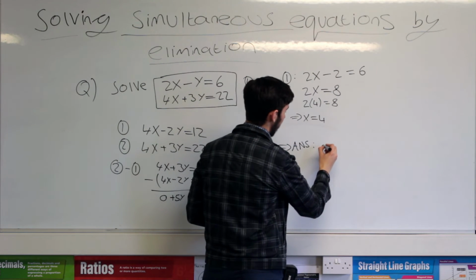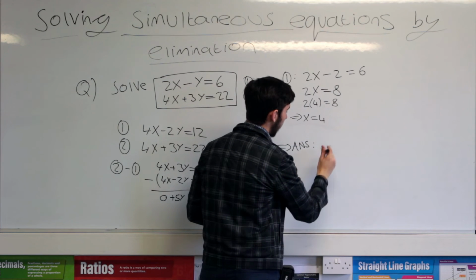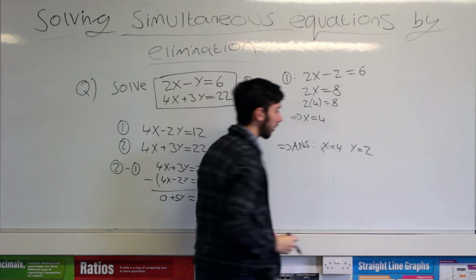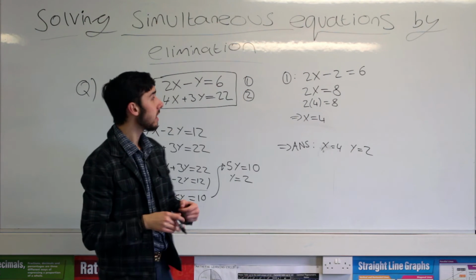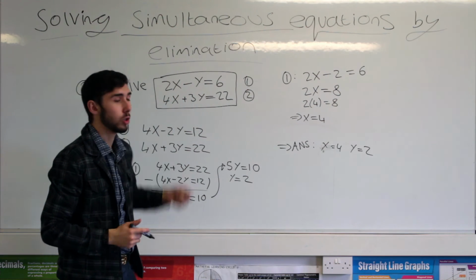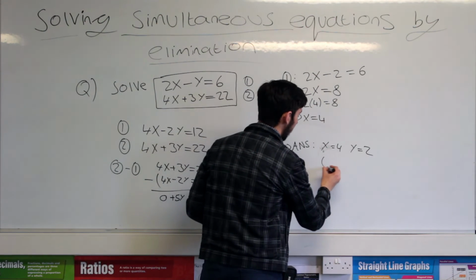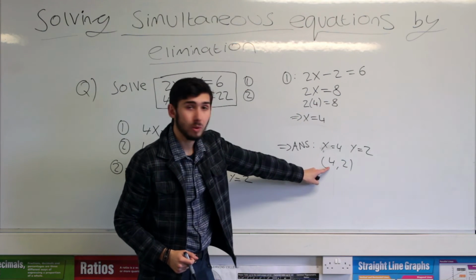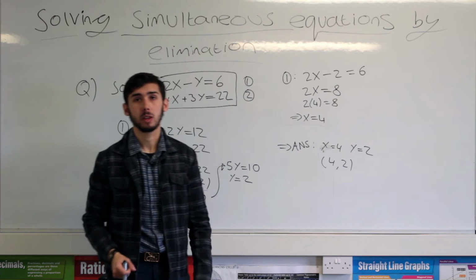is simply, we'll say x equals 4 and y equals 2, okay? If the question said, where do these lines cross? What's the coordinates? You would say 4, 2, okay? 4 is the x coordinate, 2 is the y coordinate, and it's that simple.